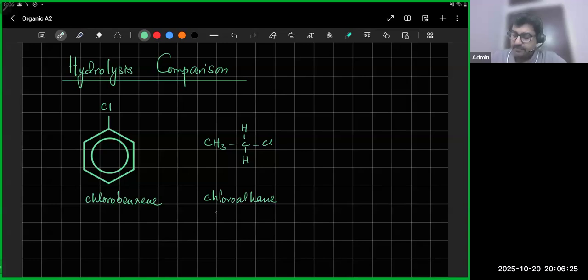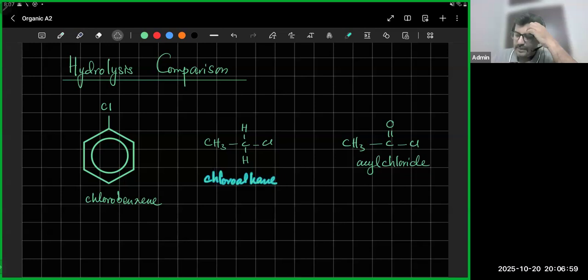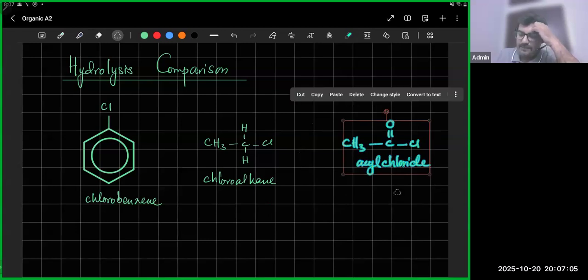Then you have a third compound, which is an acyl chloride. What is that? It's a carboxylic acid derivative. What you have is a double bond O and a Cl attached to it. And this is known as an acyl chloride. This is the acyl group, C double bond O Cl. So there are three totally different compounds. But they're all chlorine related and they all react differently.